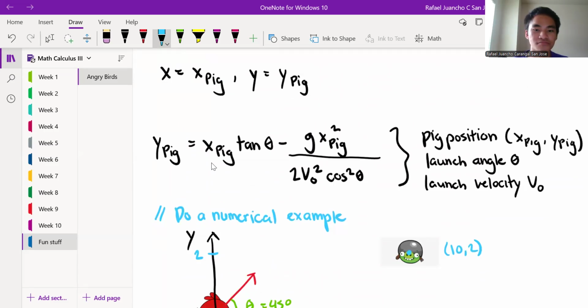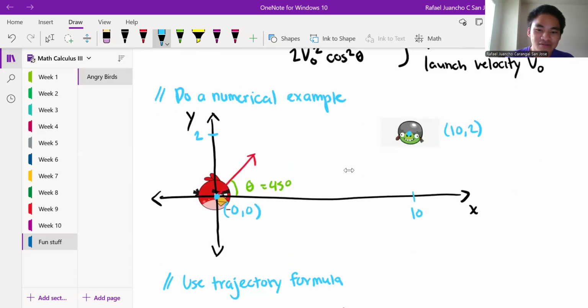Another thing is, if we're given, let's say... I don't really know. I don't know how to be creative with these problems. So basically we want to make use of this trajectory formula to solve some problems that we want to solve.